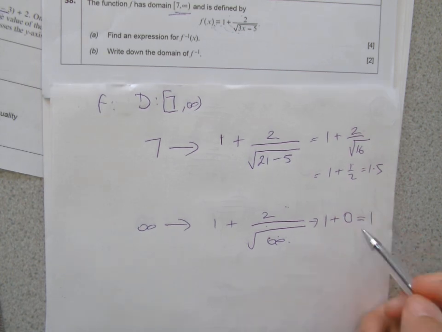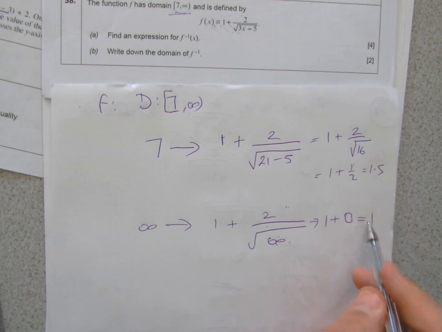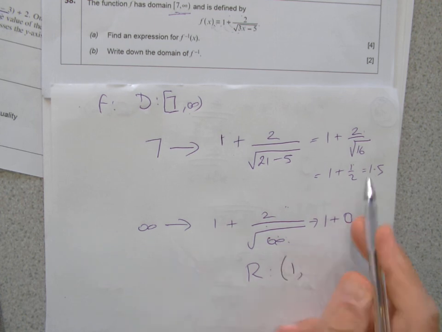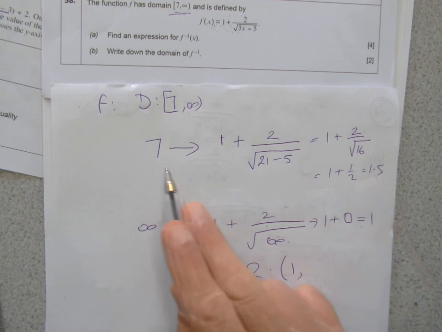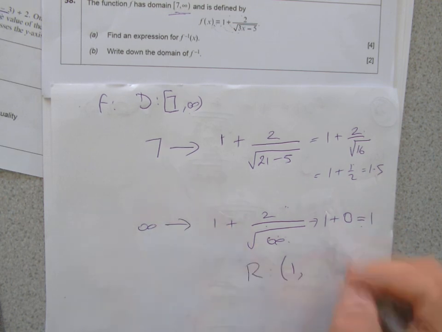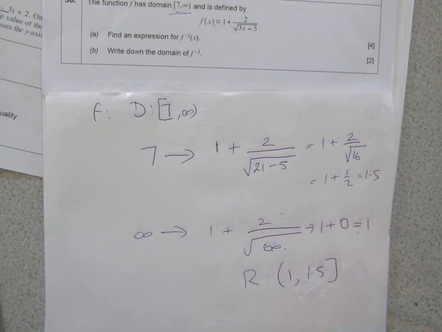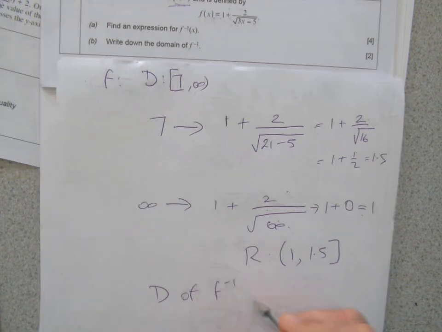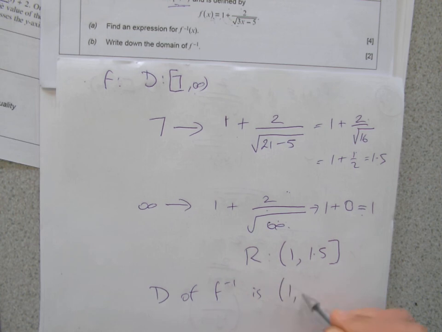So your range is between 1 and 1.5. Put the lowest value first, which is 1, and that came from the infinity, so that's not included. The 1.5 is the highest value, and that came from 7, which was included. So that's your range of f. That means the domain of f to the minus 1 is the same as the range of f, which is 1 up to and including 1.5.